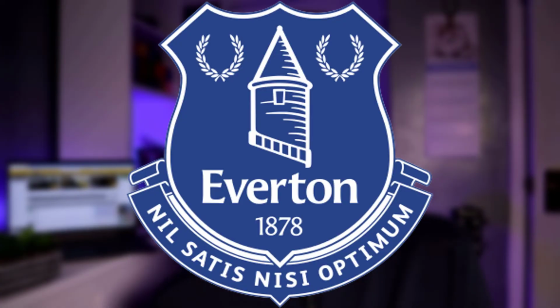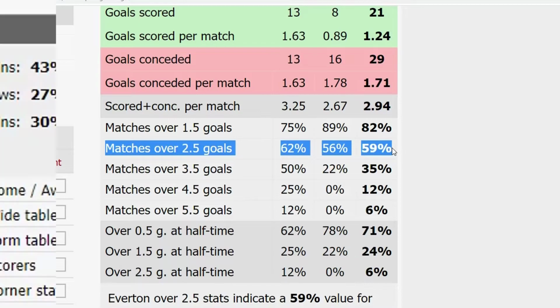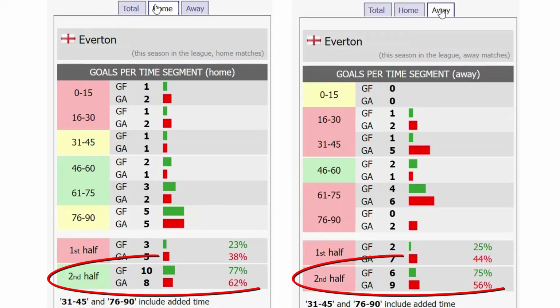Everton have been a great team for the under 2.5 goal strategy this season, because if you look at the stats, you see that about 60% of their games finish with over 2.5 goals, compared to the league average of 53%. So you would expect to see the starting price for the under 2.5 goals market in Everton games to be much higher than the average odds of 2.12. But both home and away, Everton score about 75% of their goals in the second half, and also concede a majority of their goals in the second half.